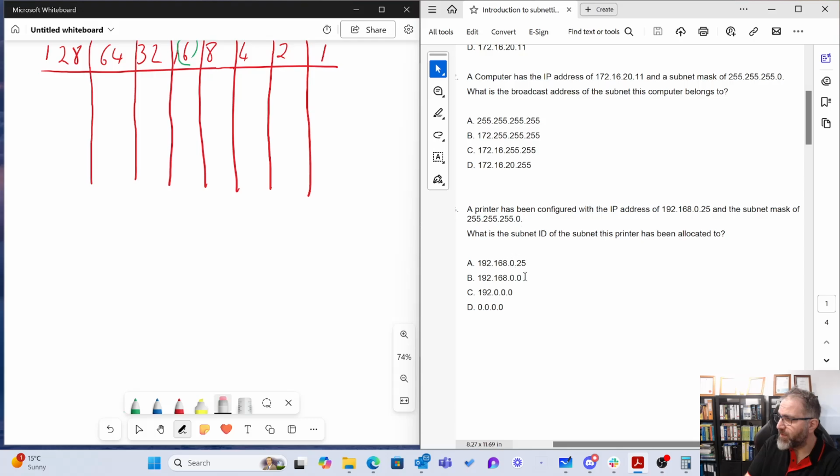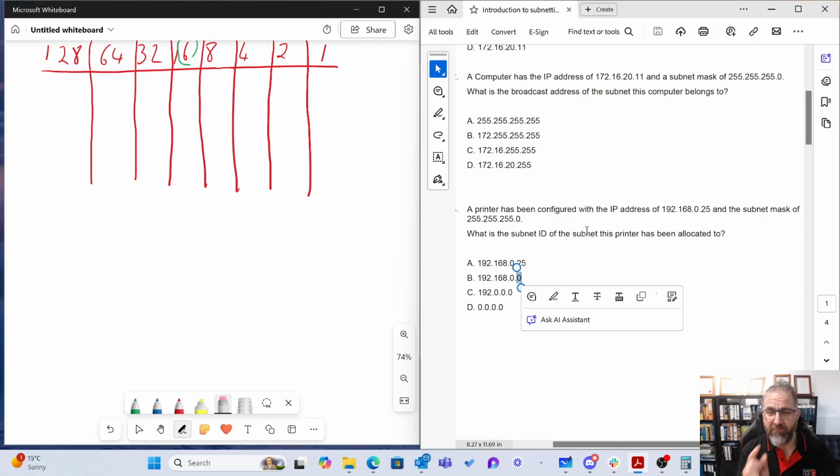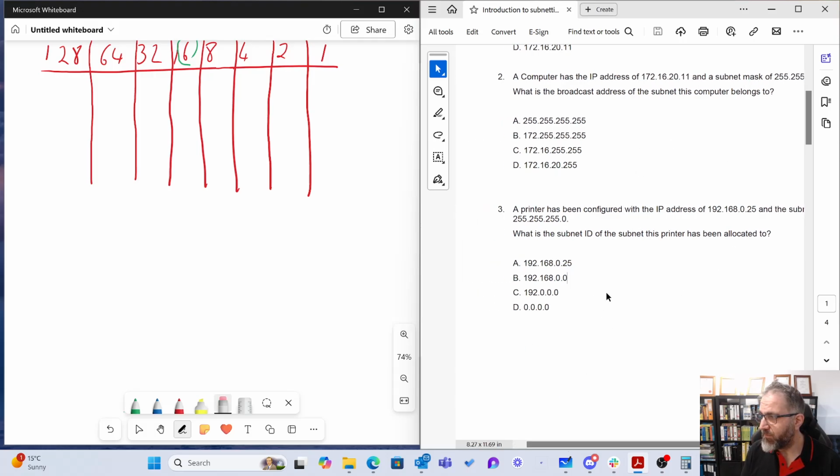So what is the subnet ID? That's a really, really easy one. It's going to be B. So that there is the network portion. And that 0 there is the first IP address in that range, which starts at 0. And what does that mean? We can't use it because it's the subnet ID. So the answer to that is B for Bravo.